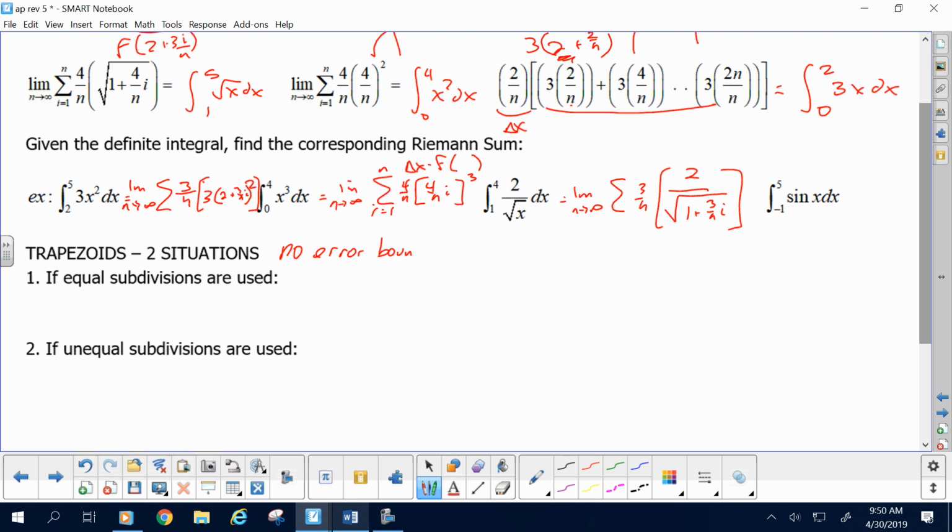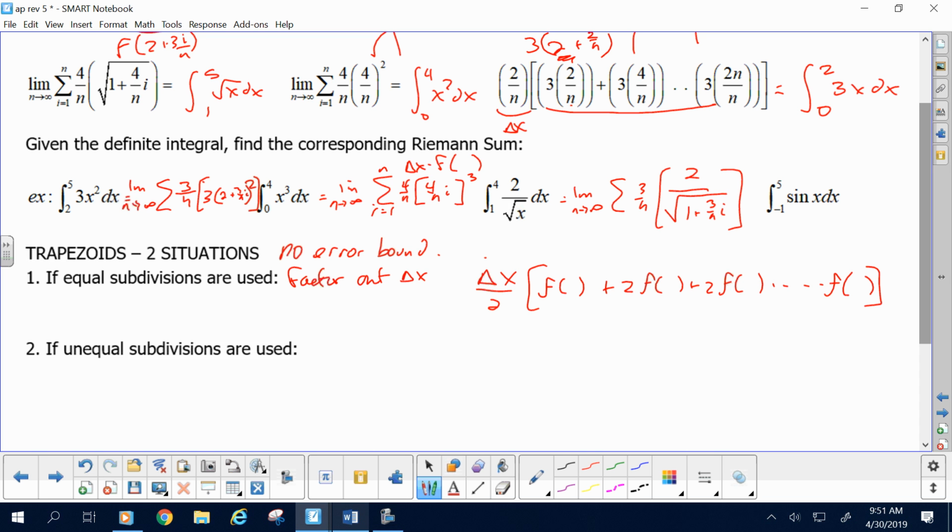Trapezoids, they don't do error bound on the AP test. It is on most college syllabi, so I teach it. And you need to know it, but it's not on the AP test, so you don't have to expect that. If equal subdivisions are used, then you can factor out the delta x, and it looks something like delta x over 2, and inside is f plus 2f plus 2f plus dot dot dot, ending at a single f on the outside, right? That can be used if there are equal subdivisions.